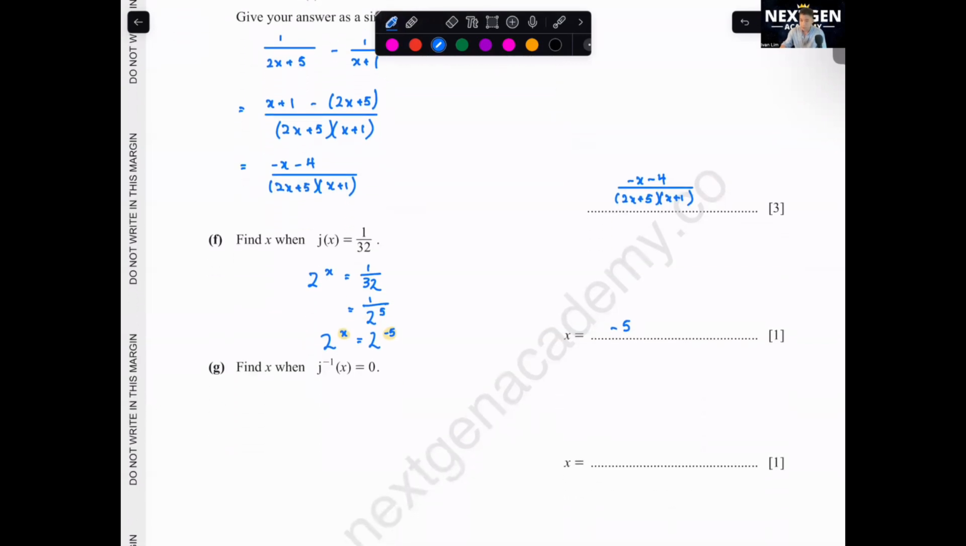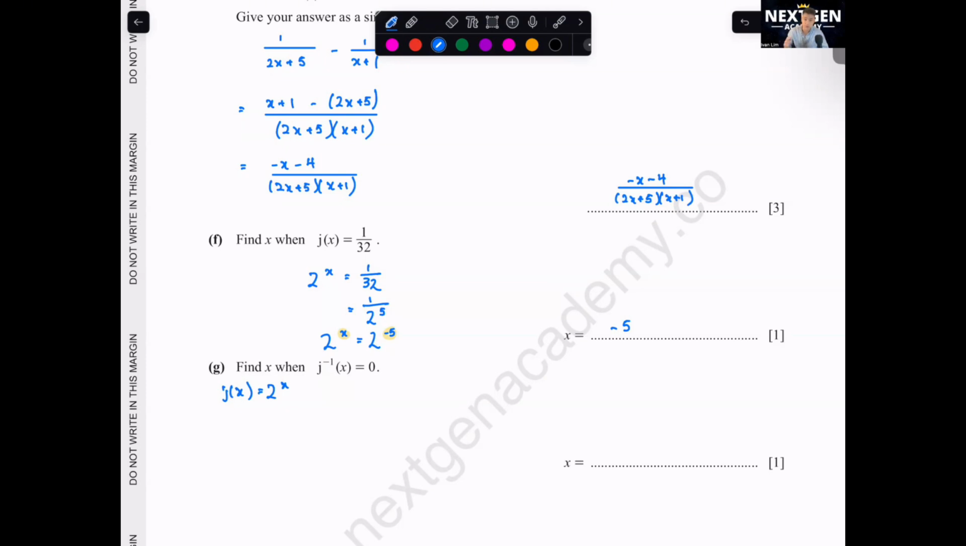Okay, the last one. Even though this is 1 mark only, I often see students get stuck with this. Find x when j inverse of x equals 0. And you see it's just 1 mark. Normally this type of question, they will give you for a question that has a power. So what is j(x)? j(x) is 2 to the power of x, right? Don't waste your time trying to find the inverse.